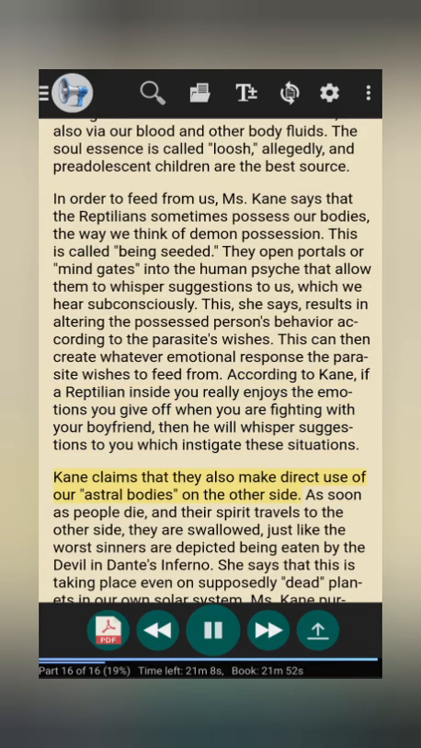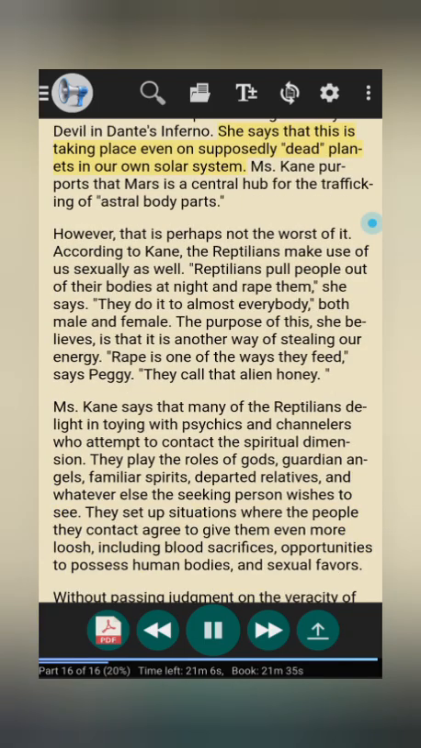Kane claims that they also make direct use of our astral bodies on the other side. As soon as people die and their spirit travels to the other side, they are swallowed, just like the worst sinners are depicted being eaten by the devil in Dante's Inferno. She says that this is taking place even on supposedly dead planets in our own solar system. Ms. Kane purports that Mars is a central hub for the trafficking of astral body parts.